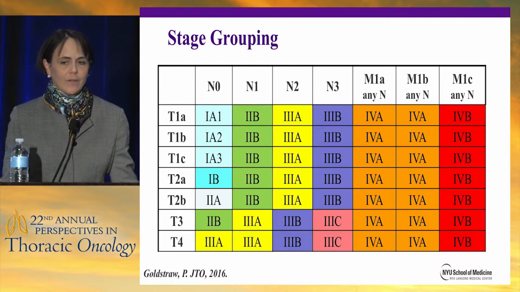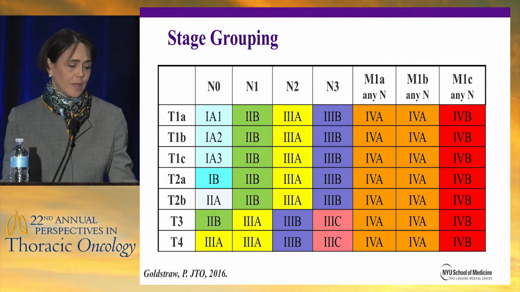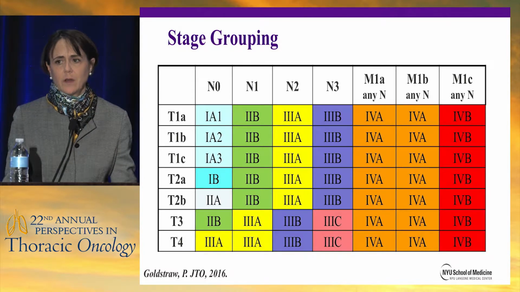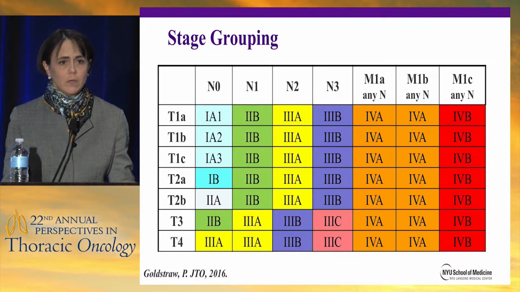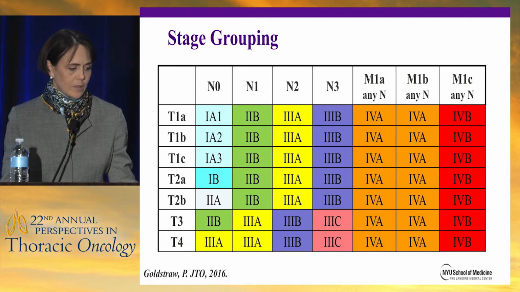So you can see we have a couple of new categories here. So there's 1A1, 1A2, and 1A3. So 1A on its own does not exist. We now have 3 of those. The 1B and the 2A have become very specialized. Those have become very small subgroups of patients and highly specialized. Otherwise, all the N1s go together except those that are T3 or T4.